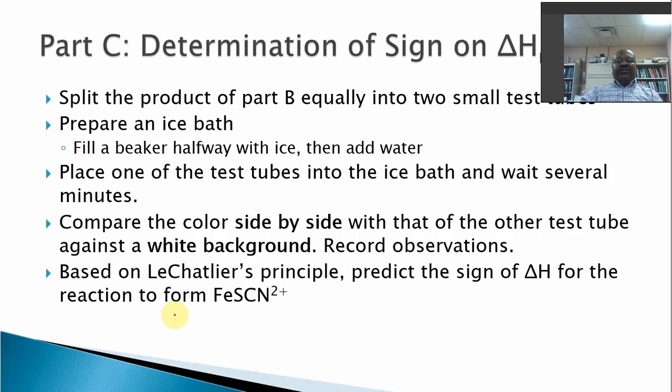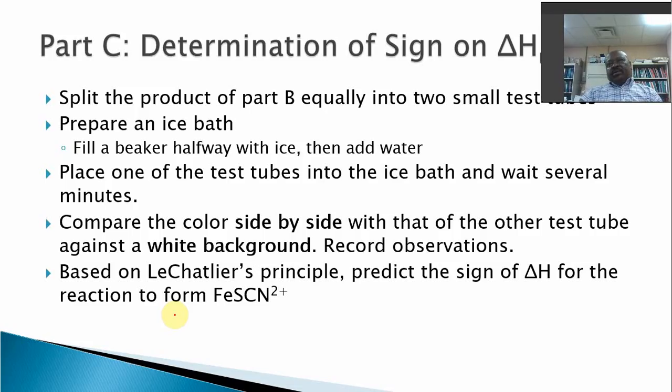How about the sign of delta H? Well, you know how to do this. Le Chatelier's principle. Take one of the solutions, split it into 2 for comparison's sake. Put it in an ice bath. You're lowering the temperature, and see whether the red color intensifies or not. Based on that, by applying Le Chatelier's principle, you can say whether the reaction requires energy or produces energy.